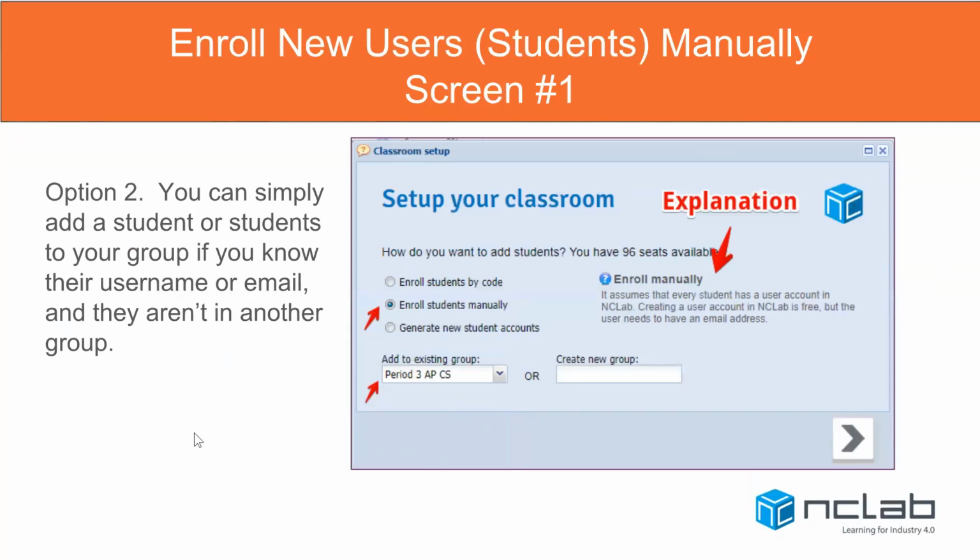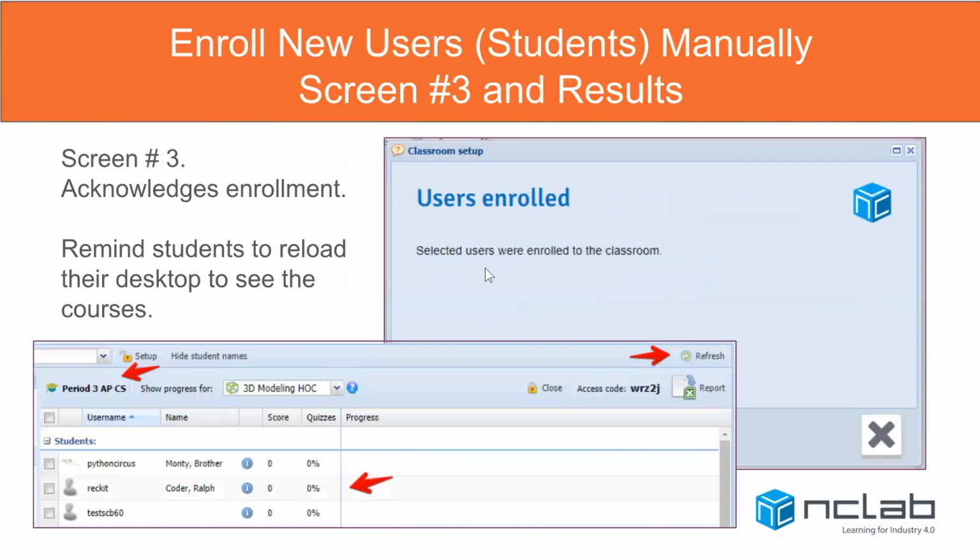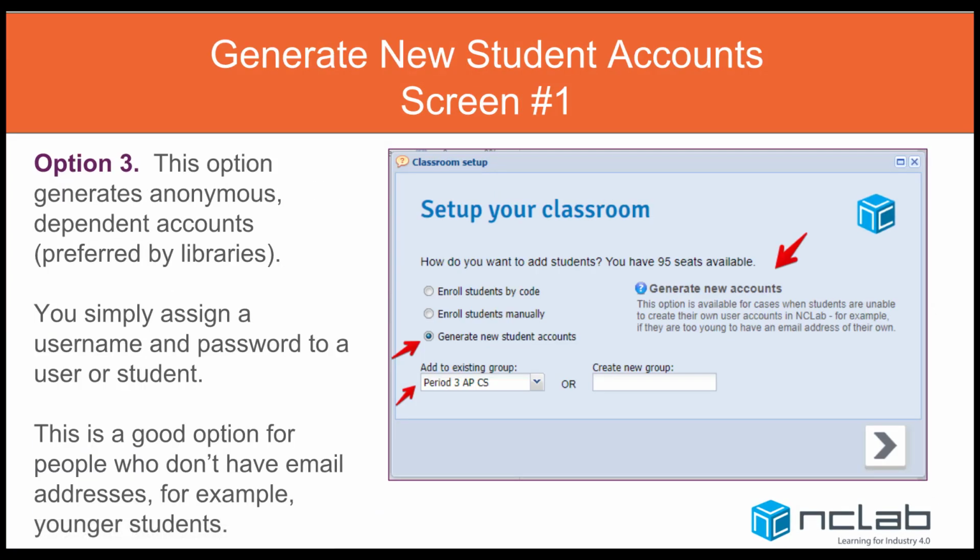Once again, you select the group you're going to add it to, and then you type in the email address or username. NCLab automatically checks to see if it exists, and you can list multiple users at one time. So your third screen will just simply acknowledge that they're enrolled, and here's my Ralph Coder, username Reckitt, and now he's in the same class as Brother Monty. And again, if they can't see the courses, just have them reload their desktop.